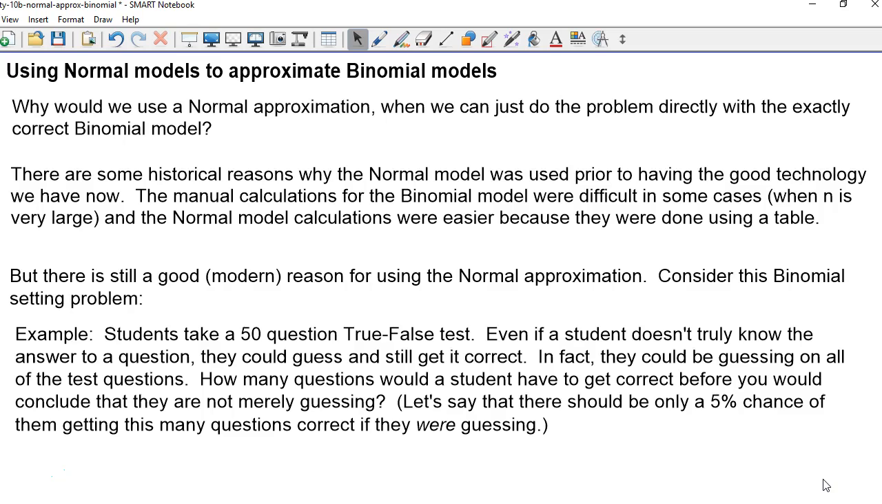But there is still a good modern reason for using the normal approximation. We didn't see it in the Ebola problem there, but consider this binomial setting problem. Let's say students take a 50-question true-false test. Even if a student doesn't truly know the answer to a question, they could guess and still get it correct. In fact, they could be guessing on all the test questions. So how many questions would a student have to get correct before you would conclude that they're not just guessing? So let's say that there should be only a 5% chance of them getting this many questions correct if they were guessing. And we want to figure out how many questions that would be.